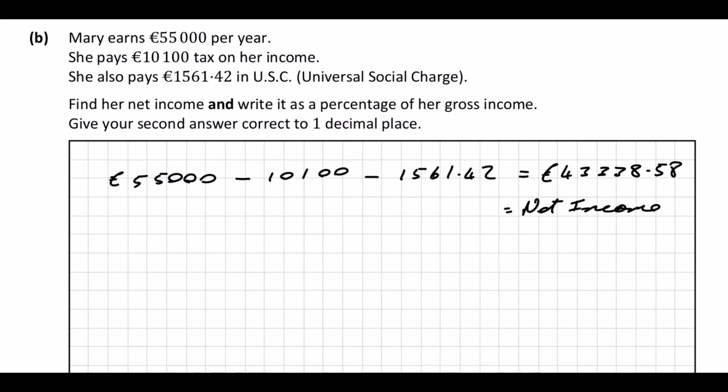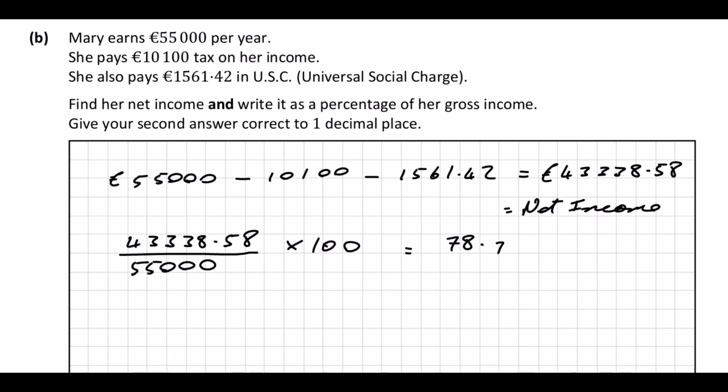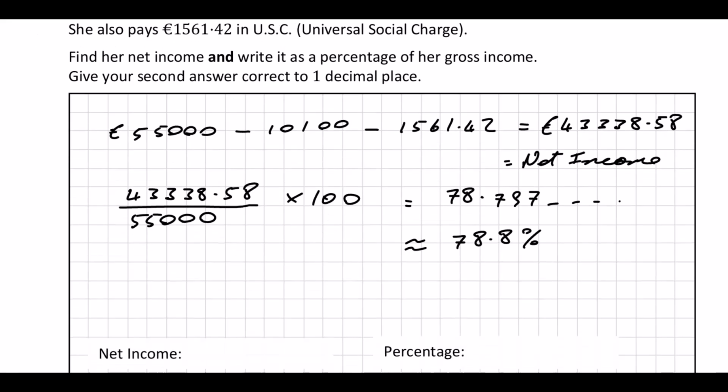Now we've got to work that out as a percentage of her gross income. So you take the 43,338.58, you divide that by her gross income, which was 55,000 euros, and you multiply it by 100. So when you do that, you should get 78.797 and so on. We have to give this to 1 decimal place, so it is 78.8%. And that's it for part B.